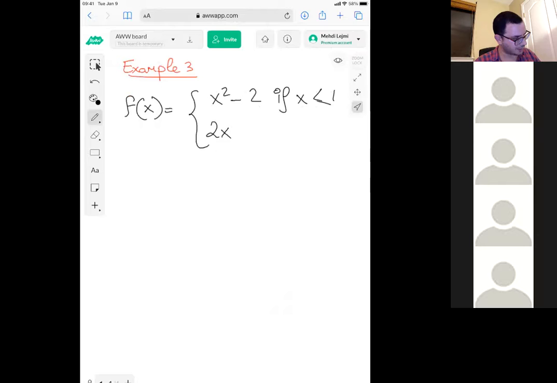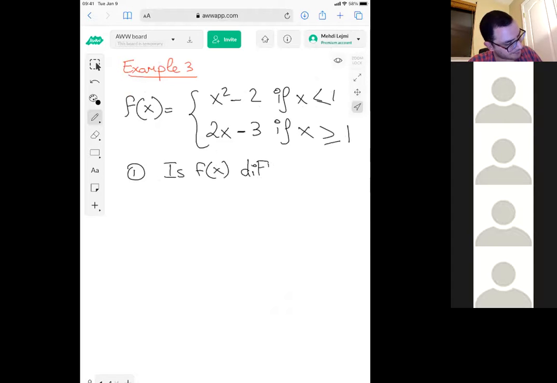So here, -1, 2x minus 3 if x is larger or equal to 1, right? So the question is the following. First, is f of x differentiable at x equal to 1? Okay, and if it's differentiable, you need to find f prime of 1.